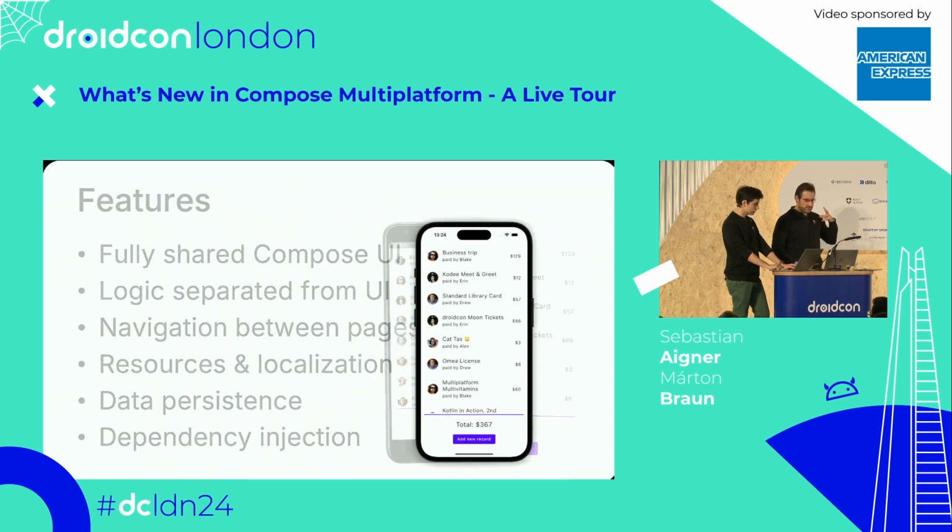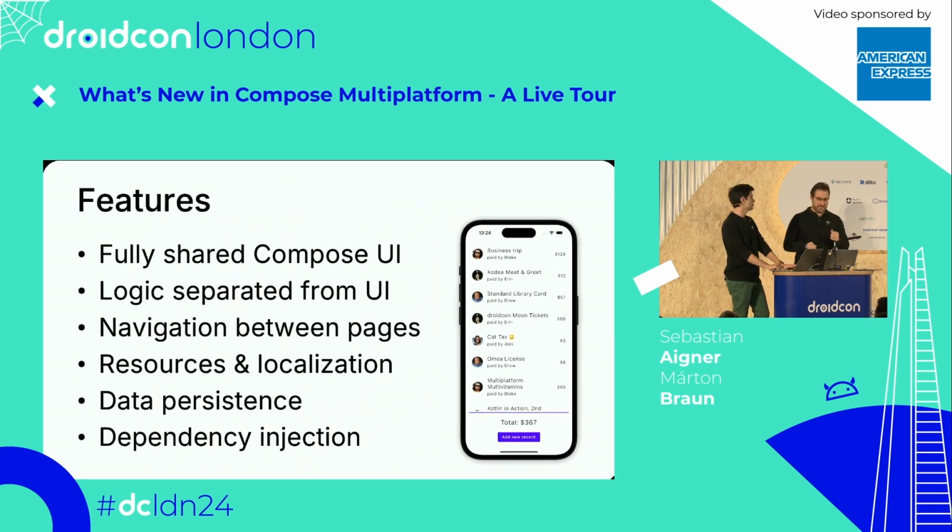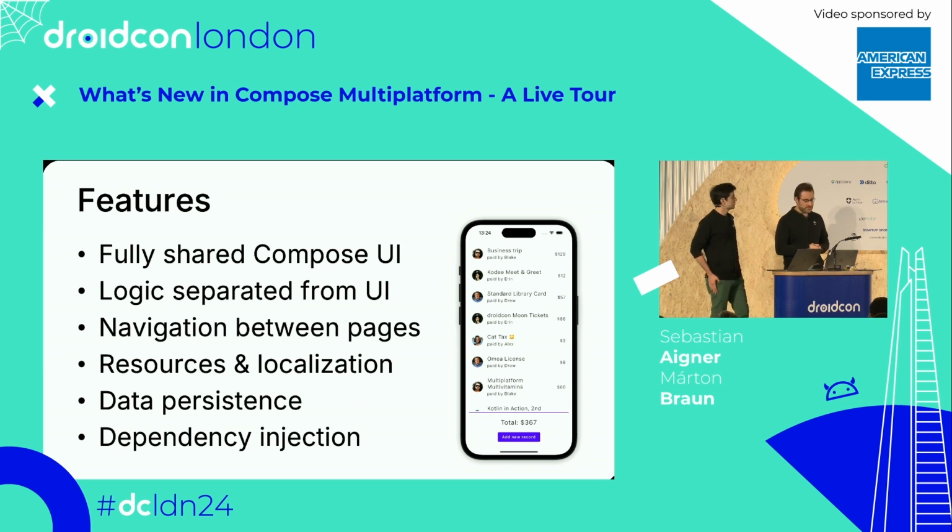We want to do this properly, so we want to look into having a fully shared UI built with Compose, because that's something you might already know. We want to make sure that the architecture properly separates the logic from the UI. So here we're talking about subjects like view models. We want to make sure that between the different screens, for example, for adding and for the overview, we have proper navigation. We also want to touch a little bit on how you can use resources in Kotlin and Compose Multiplatform applications, and a little bit about localization.